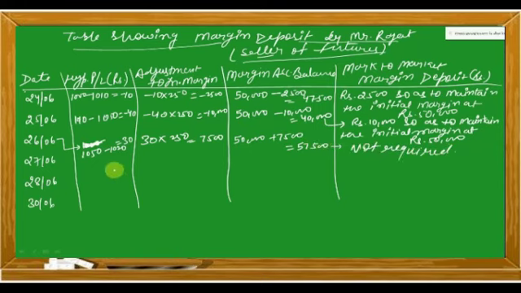Now come over here. On 26th it is done. On 27th of June, the price is 980. Is it a profit situation or a loss situation? 1020 minus 980 gives him a positive 40. Positive 40 multiplied by 250 gives an adjustment of 10,000. So 57,500 plus 10,000 is equal to 67,500. Not required.